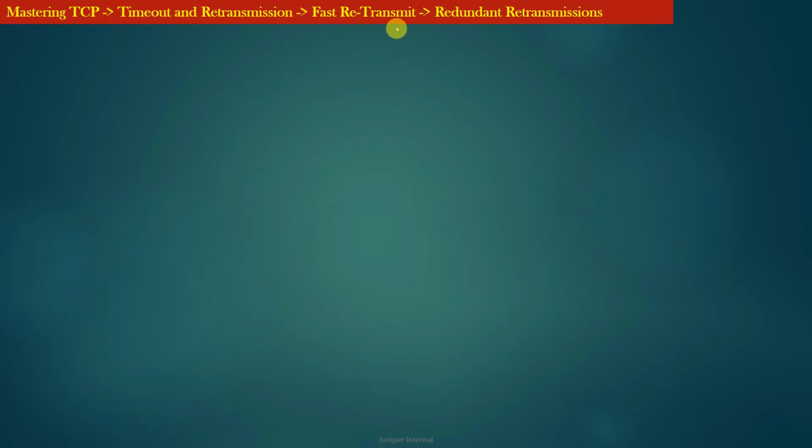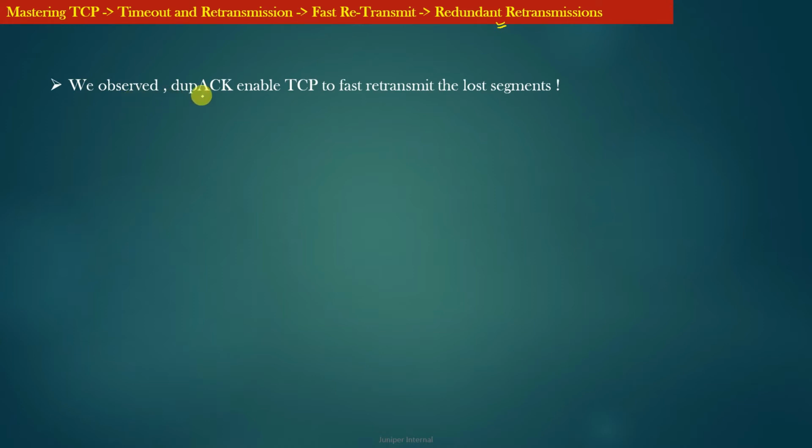So guys, welcome back. We have one more topic to cover in the context of fast retransmission, and that's called redundant retransmissions. We observed in the previous lecture that duplicate ACK enabled TCP to fast retransmit the lost segments, right? And this was a great optimization.